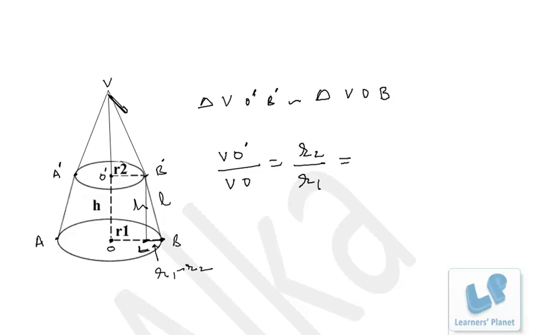and the third side is this total length. I assume the total length VB to be L1. So for this triangle, this length will be total length minus this length, right? Now B dash is L, that is the slant height of this frustum. So this length will be total length minus this length, that is L1 minus L, and the total length is L1, right? So the sides are in proportion.